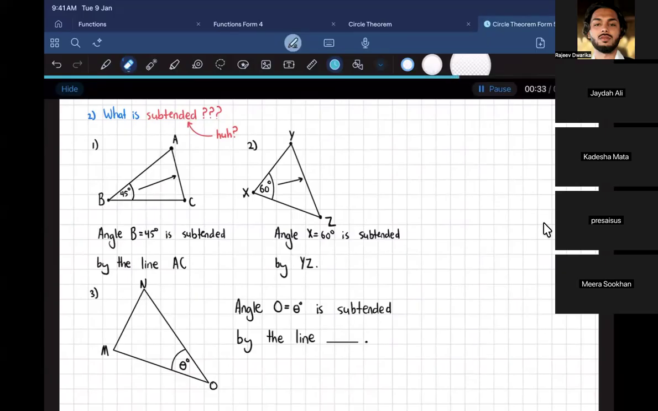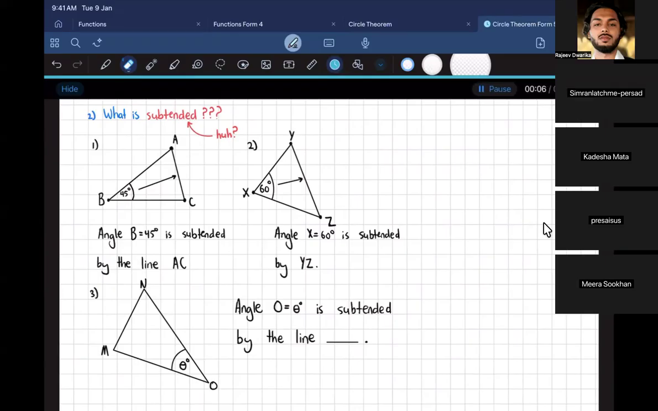Let me see what you have. Angle theta is subtended by. Correct, that's wrong. Correct. Perseus, that's correct. Mira, you're correct. Adetola, you're correct. Simran, what do you think the answer is? MN.